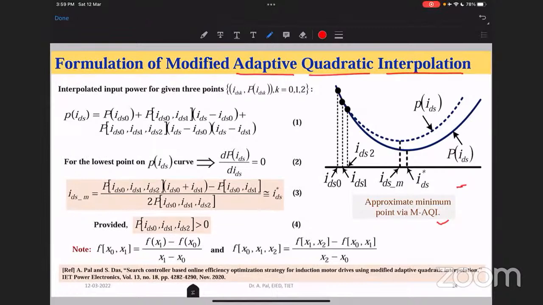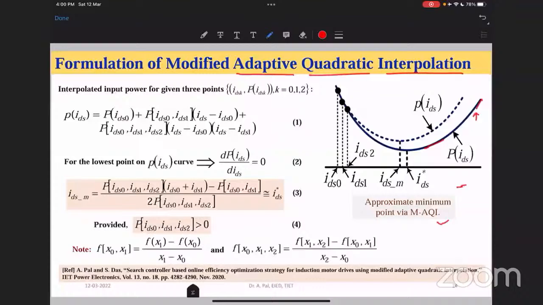So I have considered here the input power, and input power should be minimized. Here I have considered a quadratic curve, and on this curve we need to find out the minimum point. This curve is actually not in my hand. I can imagine it, but practically this curve is not available. So I tried to extrapolate this type of curve to get the minimum point. So that is the idea.